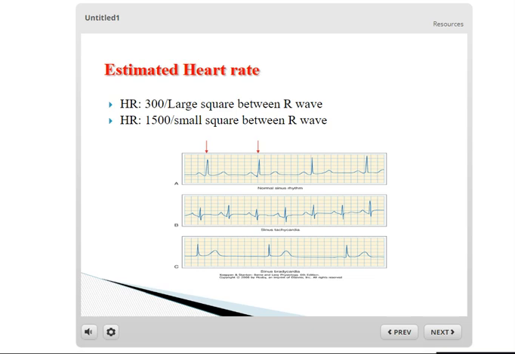Additionally, for estimating heart rate using small squares, the heart rate equals 1500 divided by the number of small squares between R waves. For example, if there are 10 small squares between R waves, the heart rate equals 1500 divided by 10, which equals 150 beats per minute.